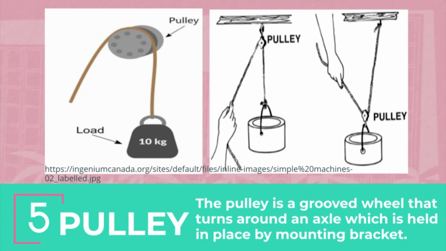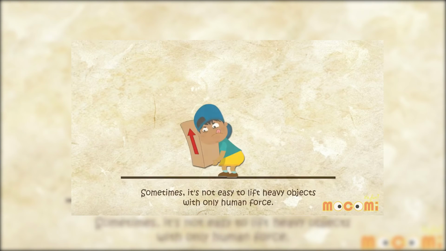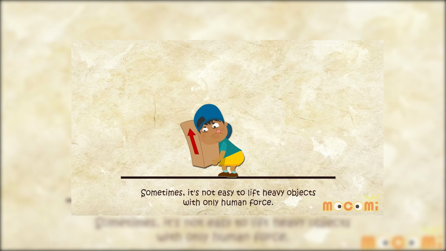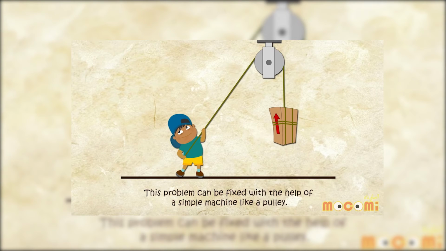Five. Pulley. Sometimes, it's not easy to lift heavy objects with only human force. This problem can be fixed with the help of a simple machine like a pulley.